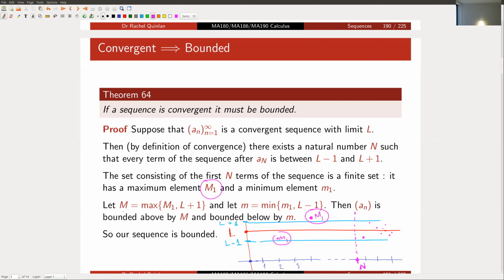So basically, if we write M to be the maximum of L+1, which is an upper bound for the tail on the right, and the maximum of the first few elements before you get into that regime, then M would be an upper bound for the entire sequence, and similarly for a lower bound. So if a sequence is convergent, it must be bounded.